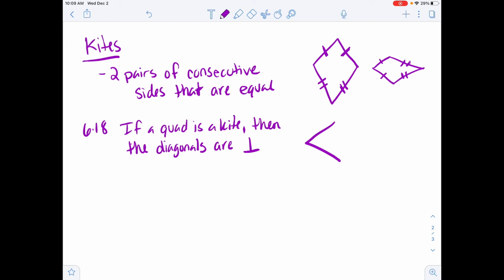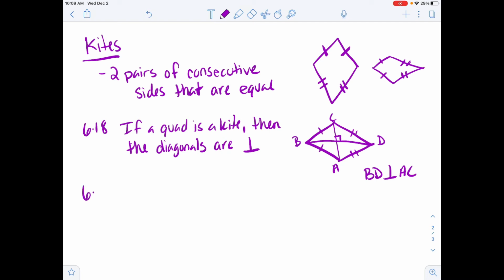So if I have this lovely kite over here, we'll call it ABCD. Okay, we know that the 2 sides that are next to each other are equal. Okay, and if I draw my diagonals, these diagonals are perpendicular. What's that mean? They meet at 90 degrees. So the diagonals would be BD is perpendicular to AC.